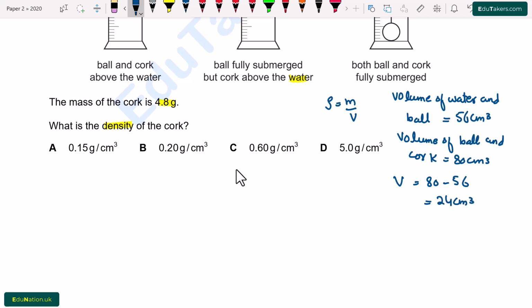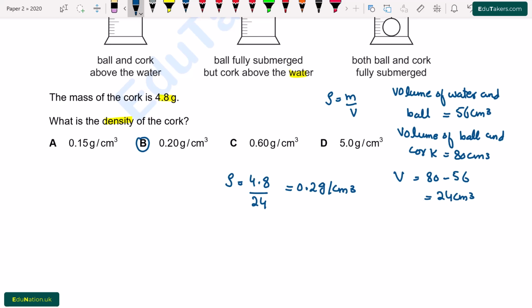So I use the formula density is equal to mass, which is 4.8, divided by volume 24. So it will be equal to 0.2 gram per cubic centimeter. So from here option B is correct, 0.20 gram per cubic centimeter.